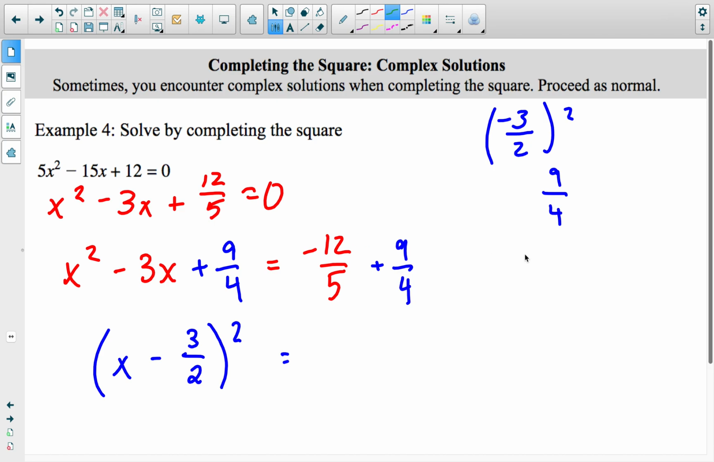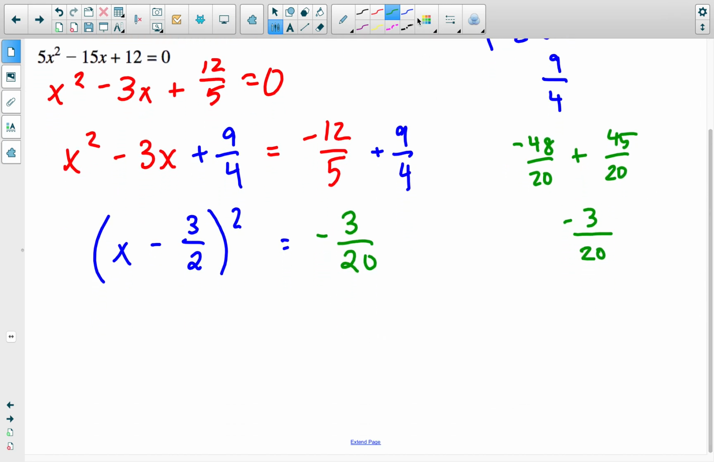If we multiply 12/5 to get a common denominator, we want 20, so maybe -48/20 plus 45/20. You can do this with a calculator, but it's good for your brain every once in a while to be used. So if we add these together, we should get -3/20. Leave it as a fraction, please and thank you. Fractions are our friends. Now we're going to take the square root.